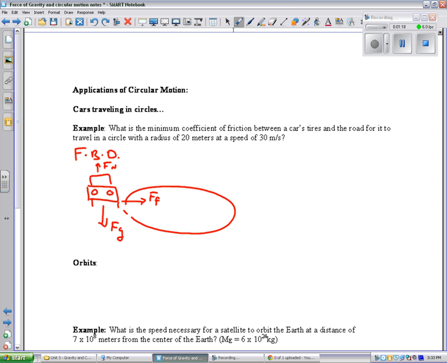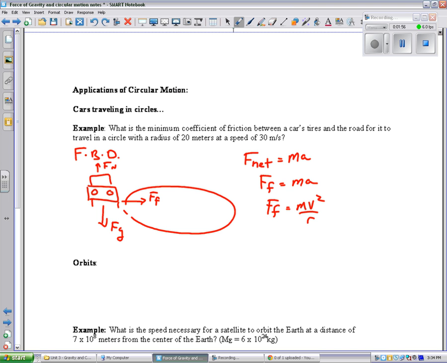Now, once I draw the free body diagram, I'm always left to do an F-net equation. Since the car, the normal force and the force of gravity are going to cancel because they're in opposite directions, my only force that's left is my force of friction. So Ff equals ma. Since we're going in a circle, we can replace the a with v squared over r. So Ff equals mv squared over r.